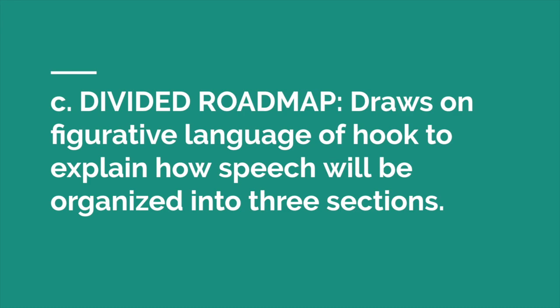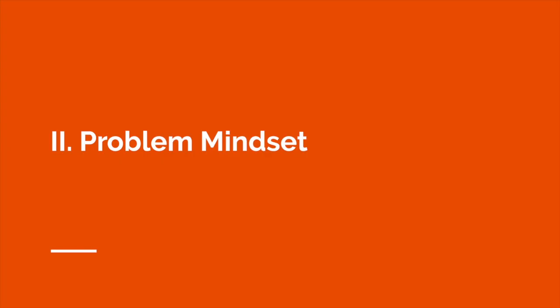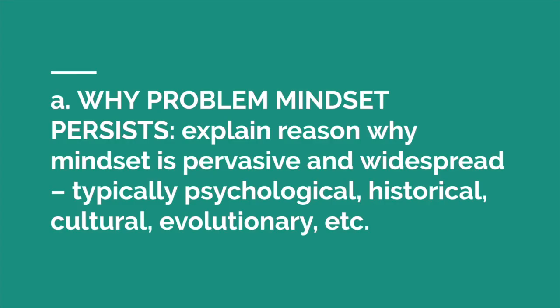The next section, the biggest section, is the problem mindset. And this, yet again, is a very difficult step of the OO process. It's just so complicated and abstract compared to many other speeches, so I'm going to be going into great depth here and showing you lots of examples to hopefully help you on your journey. So the first thing that needs to happen in this section is you need to explain why the problem mindset persists. And you need to explain why the problem mindset is pervasive and widespread.